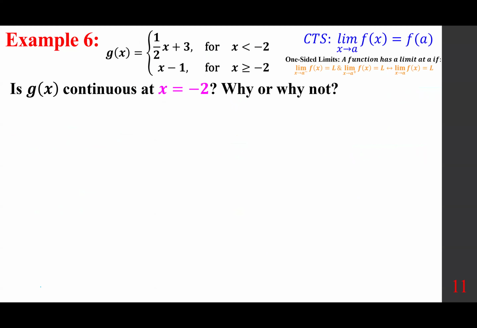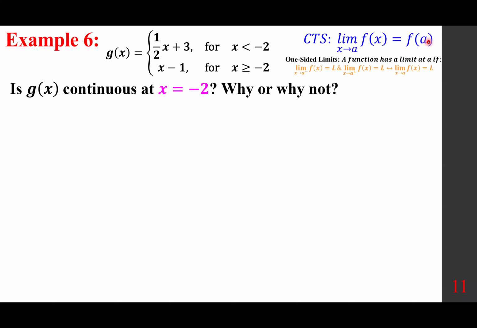g of x is 1/2 x plus 3 when x is less than negative 2, and it's x minus 1 when x is greater than or equal to negative 2. If g is continuous, is g continuous at x equals negative 2? Why not? The reason they're asking for the endpoint is that each piece is a linear function and is completely continuous in its entire domain. And the definition of continuity is given here.